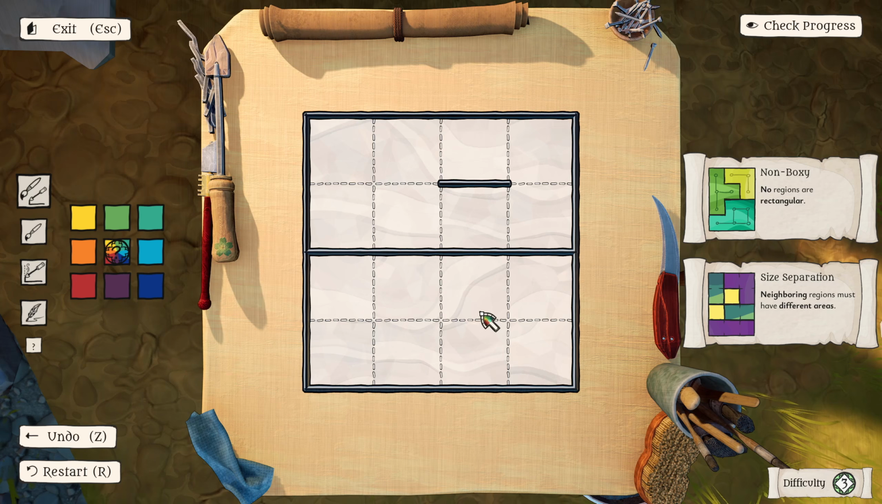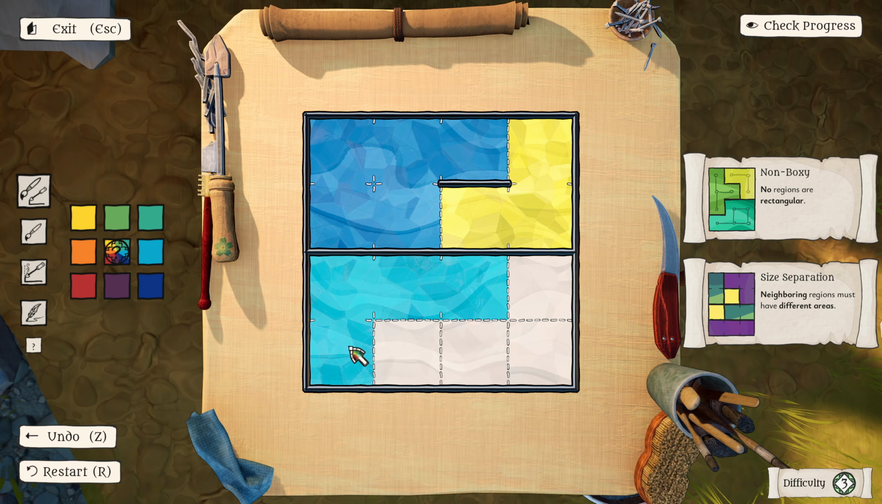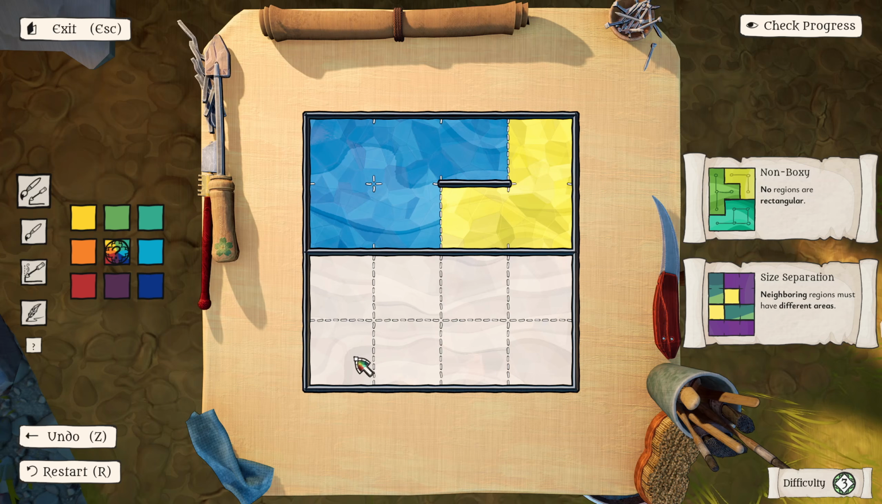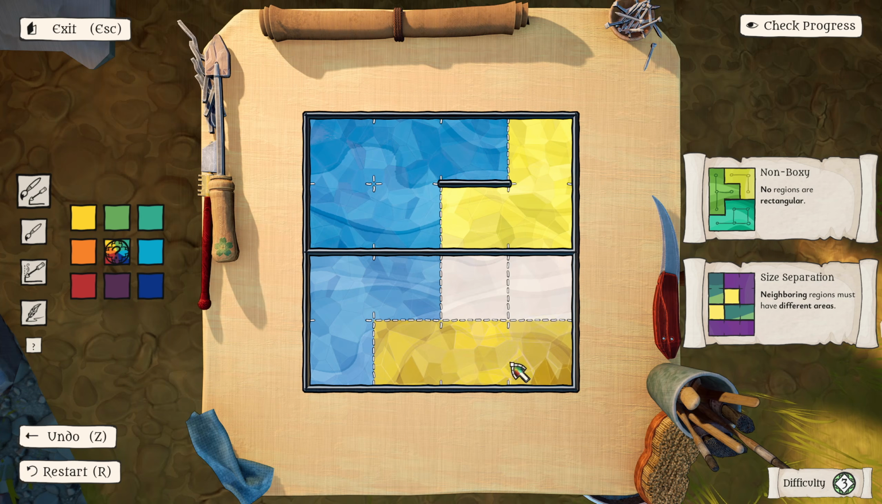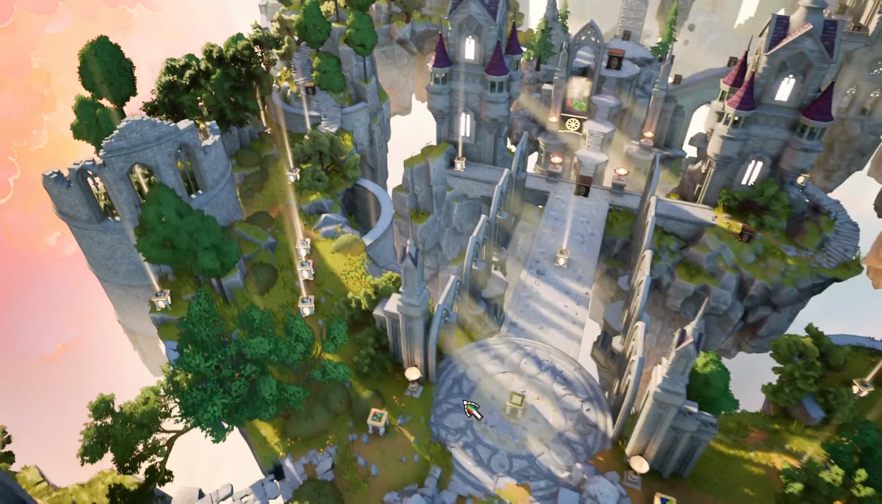Non-boxy size separation. So how can we do groups of 8s in non-boxes? We can do a 3 and a 5. Is there any other way to do that? Yeah, we can do this and then a pair of 4s, right? Nope. Definitely not. If they're non-boxy... Neighbouring regions must have different areas, so I can do that just as a mirror. There you go.